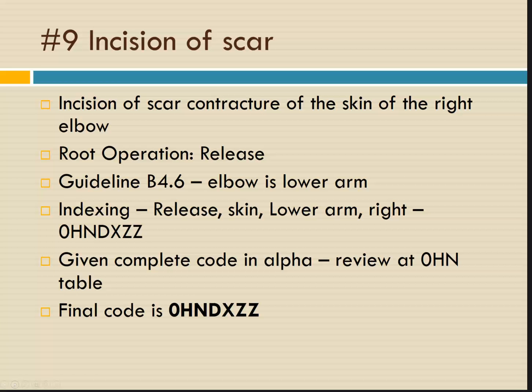So again, my suggestion would always be to go check the 0HN table, specifically looking at this D to make sure there's no better option based on your clinical documentation. If you do that extra step, you won't have issues in terms of possibly having some problem and having a better option for this character value. In this case, there's no better option. Your code is 0HNDXZZ.